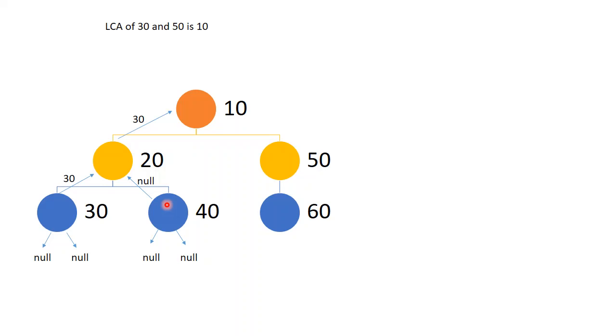30 is returned since value is coming from one side only. Then control goes to the right side, and 50 is returned from the right side. And so the node 10 sees that value is coming from both of its sides, so it returns itself as the LCA. That was the first logic which we discussed earlier, right?